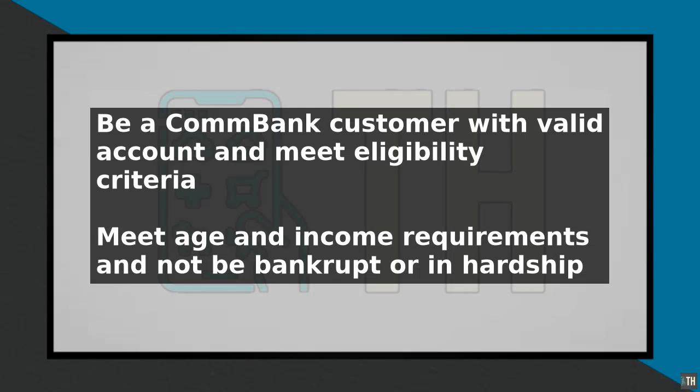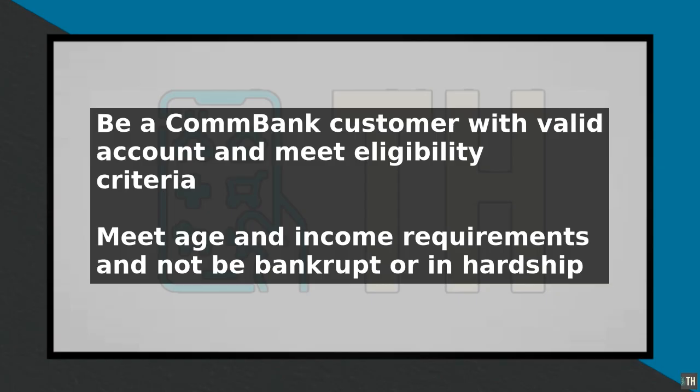How to apply for Commbank Advance Pay is a straightforward process that can be completed in a few simple steps. To begin, you need to be a Commbank customer with a valid account and meet the eligibility criteria. This includes being at least 18 years old, having a regular income, and not being bankrupt or in financial hardship.